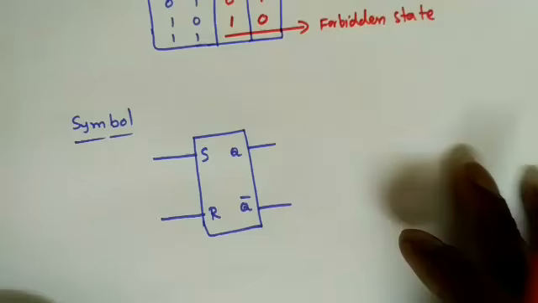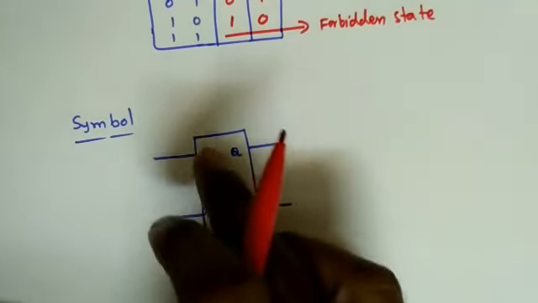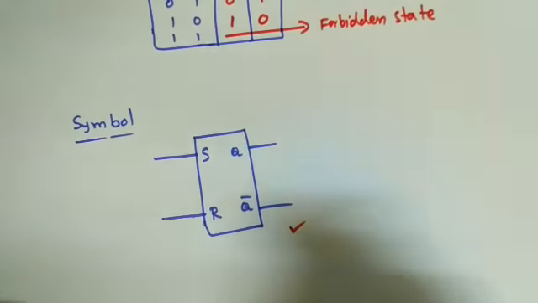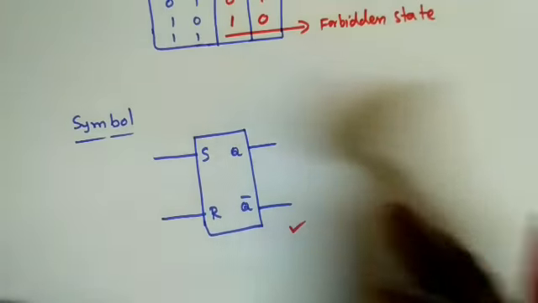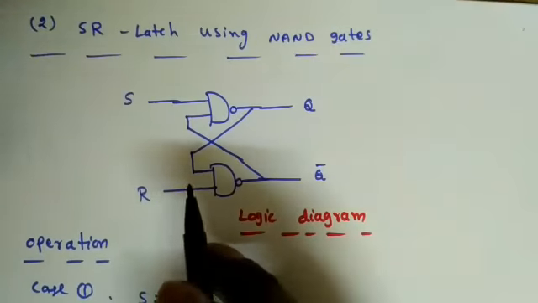Now what is the graphic symbol we generally use? It is a black rectangular box, with S and R as the inputs and Q and Q bar as outputs, right? So this is about the SR latch using NOR gates. Now we will discuss the SR latch using NAND gates.